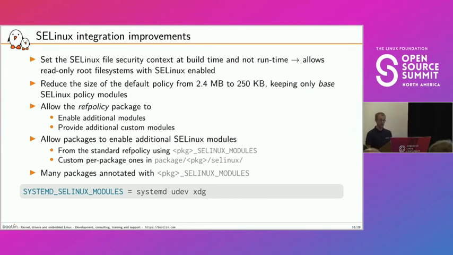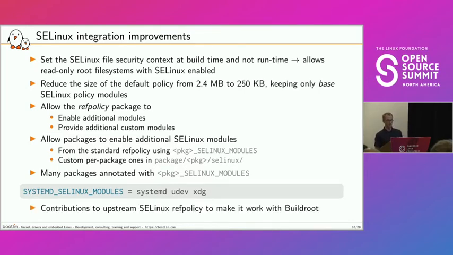So we've annotated many packages with this SELINUX_MODULES variable. So here is an example in systemd. That's a line that comes from package/systemd/systemd.mk. And you see that we enable the modules systemd, udev, and xdg from the ref policy.